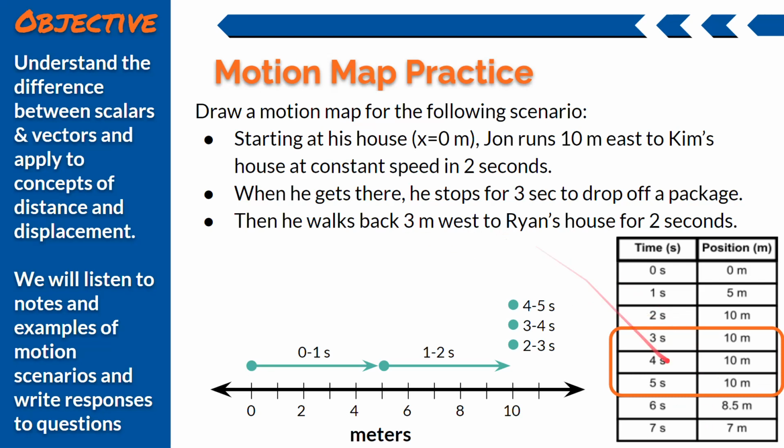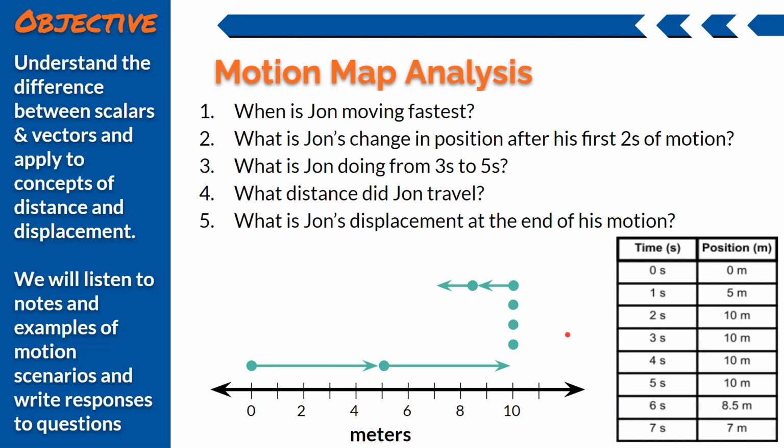Okay, and then he starts to go west. He goes to 8.5 meters the first second there, and then to 7. And so I end at 7 meters just like it shows in my data table. And that is what your motion map would look like. It wouldn't have any of the numbers on it, it would just look like that. So that shows the exact same motion that was described in the paragraph and that is shown in this data table. So a motion map is just a way to visually represent one-dimensional motion. You can't show turns on it because it's literally along a number line.